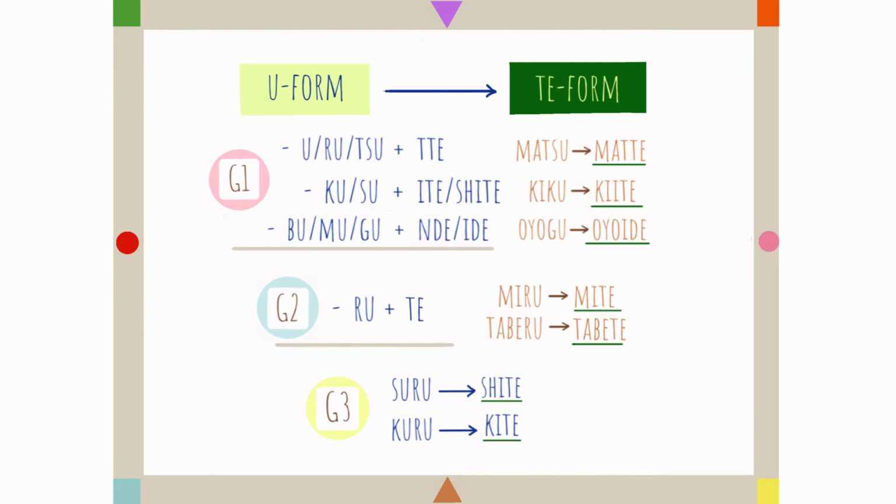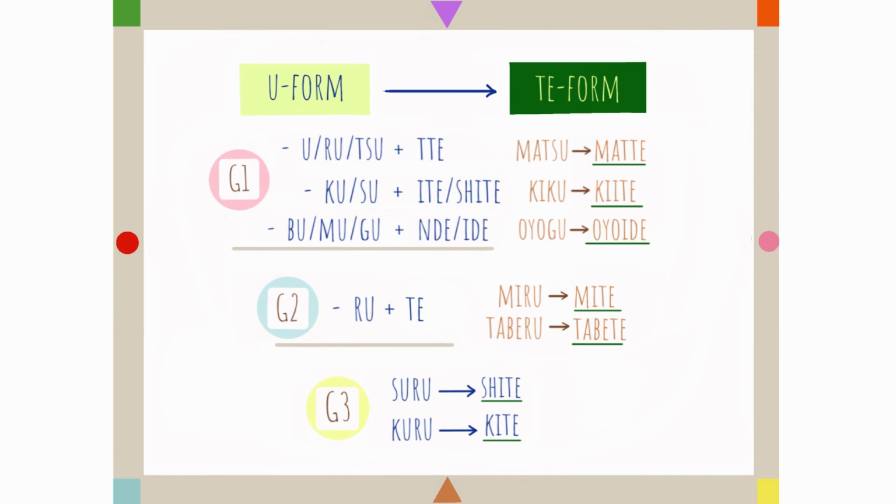Next, this is showing how to change dictionary form to te form. Group 1, there are 3 patterns. Pattern 1, dictionary form minus u or ru or tsu plus tte. Pattern 2, dictionary form minus ku or su plus ite or shite. Pattern 3, dictionary form minus bu or mu or gu plus nde or ide.